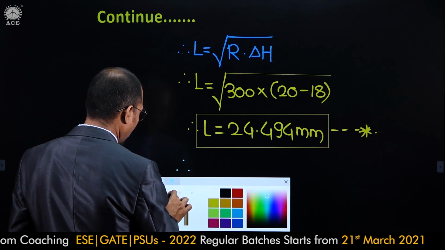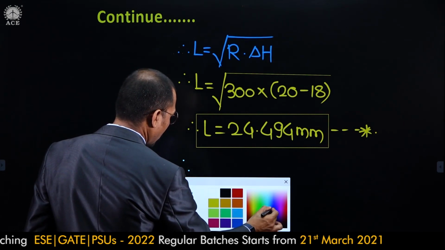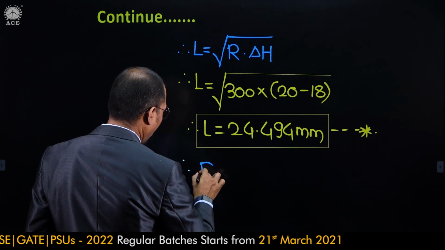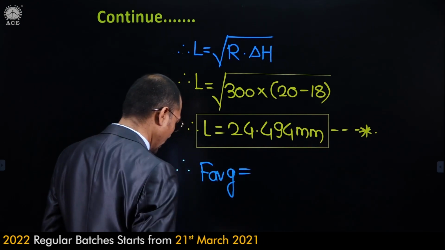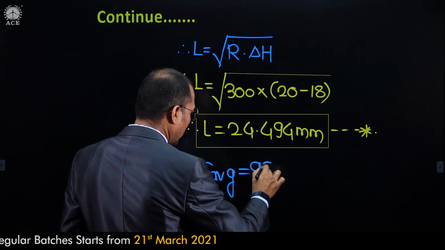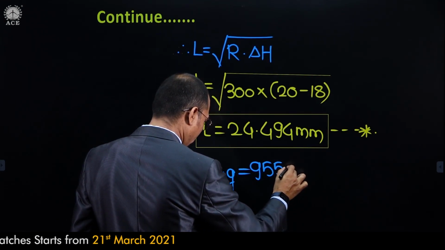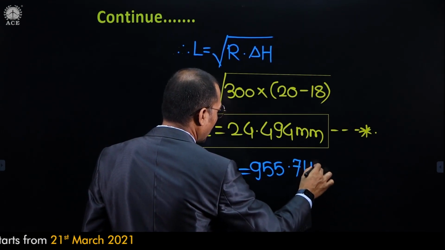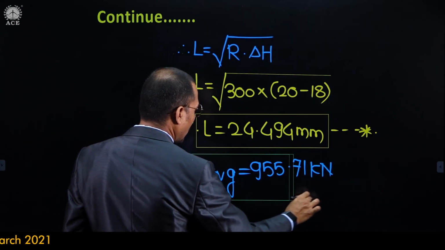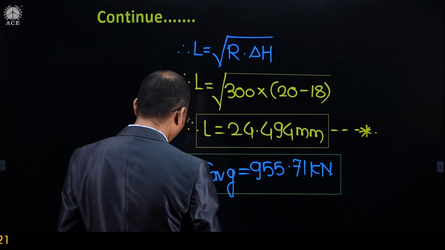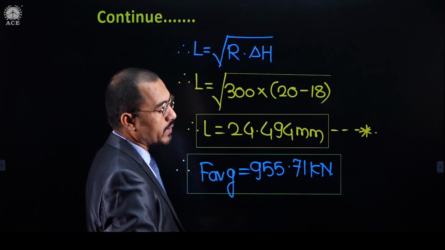So we would say that F average, or you can say the rolling force, is coming 955.71 kilonewton. This is exactly the answer that is coming.